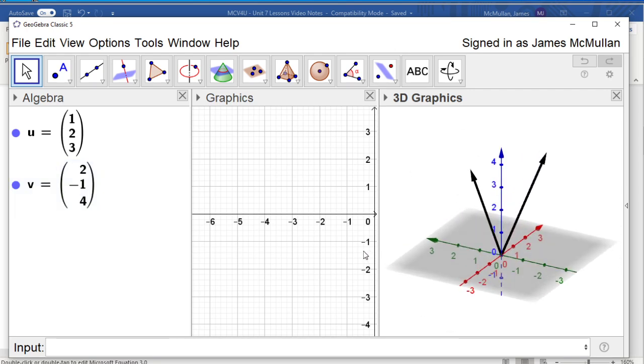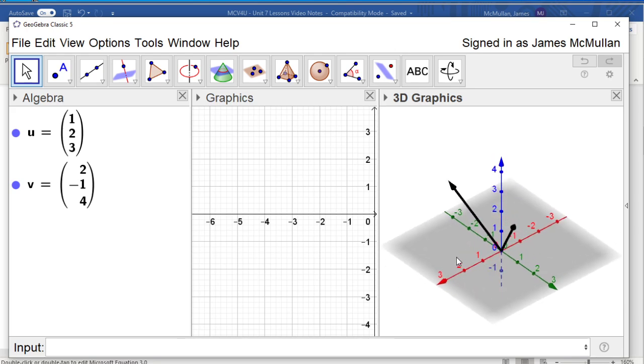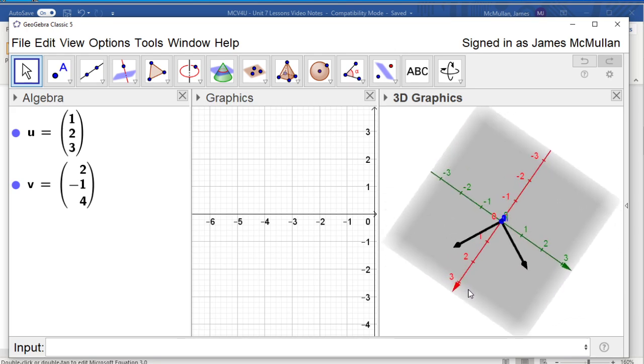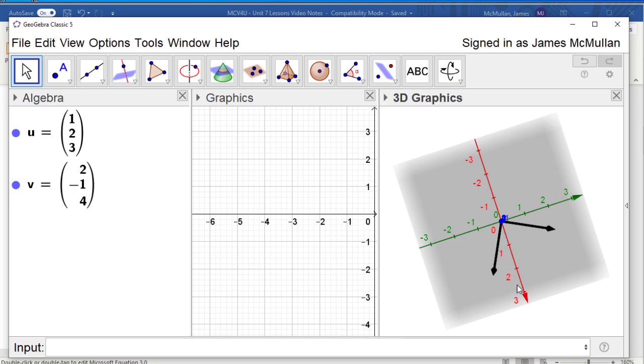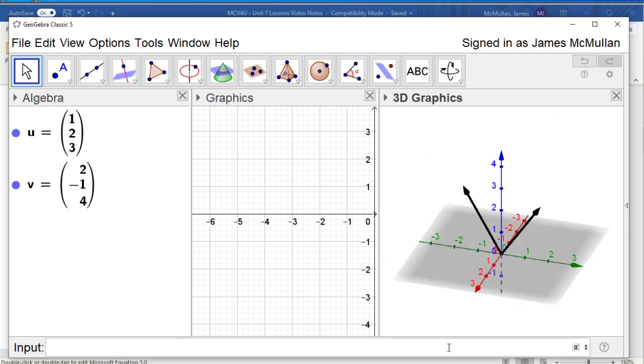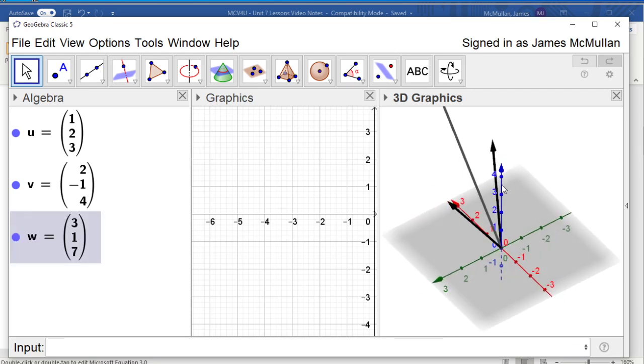You can see they're both pointing up because the z's are positive. They're both pointing in a positive x direction, which is towards the red positive. But you can see only one of them is pointed in a positive y direction. One of them is pointed in a negative y direction because its y is negative. Now if you add these things together, it comes up with this third vector.